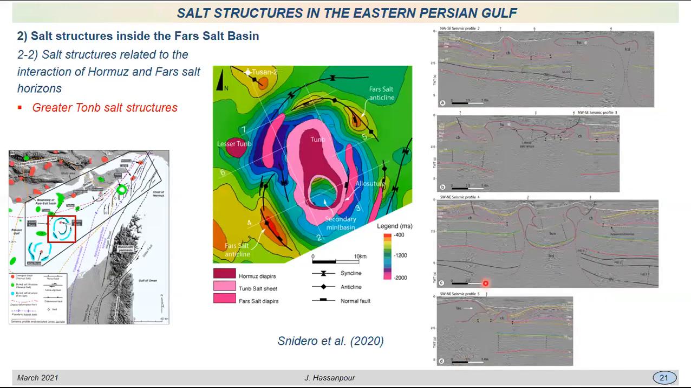But recently, Snidero et al. 2020 have used seismic data around the salt structure and defined different geometries and different salt structures. They have defined the central salt structure as being sourced mainly from the Hormuz Salt and associated with the allochthonous salt around the diapiric stem at shallower level. This is the allochthonous salt sourced by the Hormuz Salt. And according to the thickness change in the Paleozoic and Mesozoic intervals, they have defined this area in the southern part of the central diapir as being a secondary mini basin.